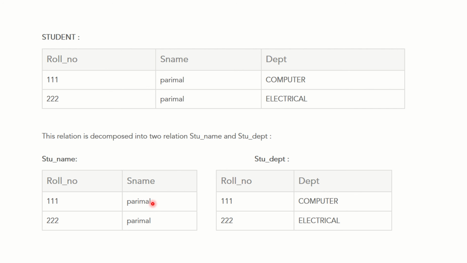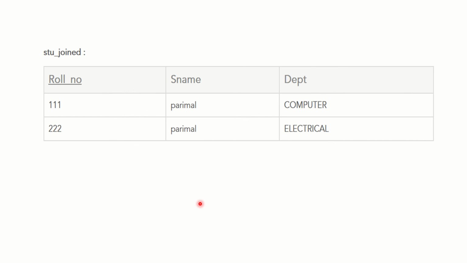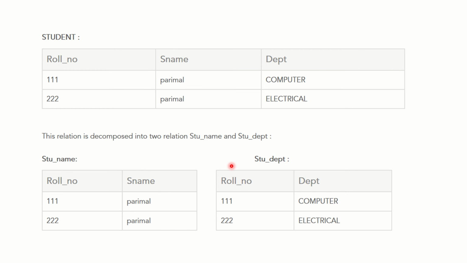First of all, we will take the first row of R1, 1, 1, 1 Parimal, and check which row of the second table contains 1, 1, 1 in the roll number field, because this field is common to both. When we perform the natural join, we will get 1, 1, 1 Parimal computer, which was the first row of the original table. The second one is 2, 2, 2 Parimal. We will check for 2, 2, 2 roll number here, and these fields will be joined. That is the second row. So when we perform the natural join of these two subrelations, we will get the original table. So this is a lossless decomposition.